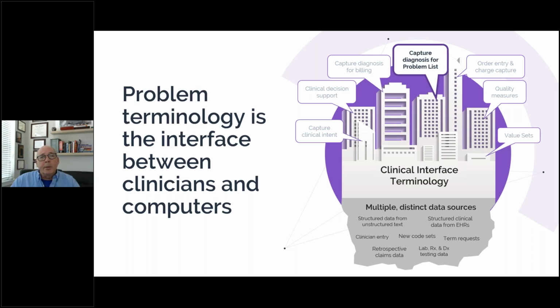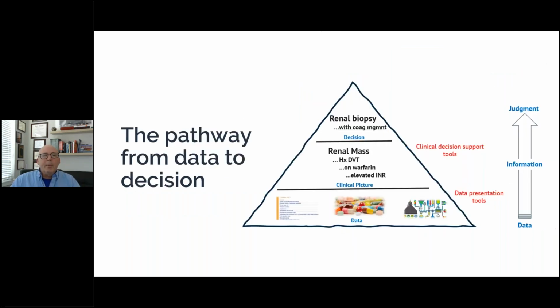The computer needs to be able to understand what I want to say as a clinician. Think about a specific example to put that in perspective a little bit. So in general, what happens when I'm making a clinical decision is that I gather up the data points and then I combine those into information.